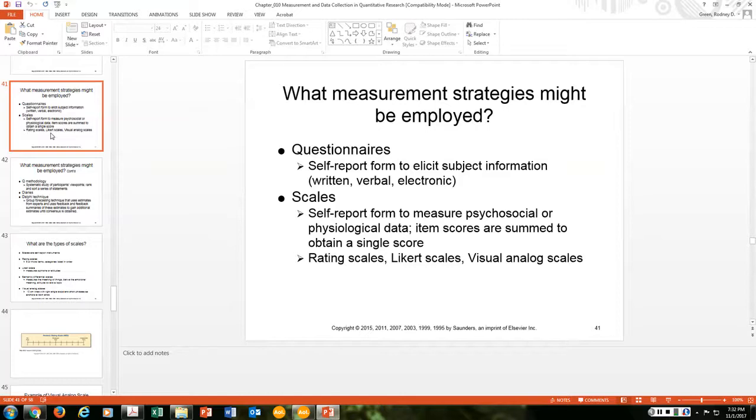What measurement strategies might be employed? So there's a variety of measurement strategies. Questionnaires: a questionnaire is a self-report form to elicit subject information, and they can self-report in written, verbal, or electronic form. Another measurement strategy would be the use of a scale. Scales are a self-report form to measure psychosocial or physiological data. The item scores are summed to obtain a single score. Rating scales, Likert scales, and visual analog scales are all examples of scale measurement.